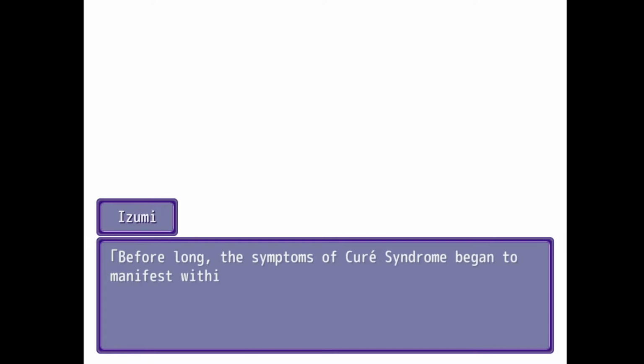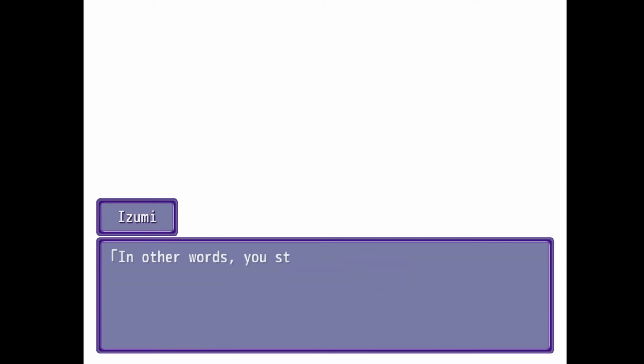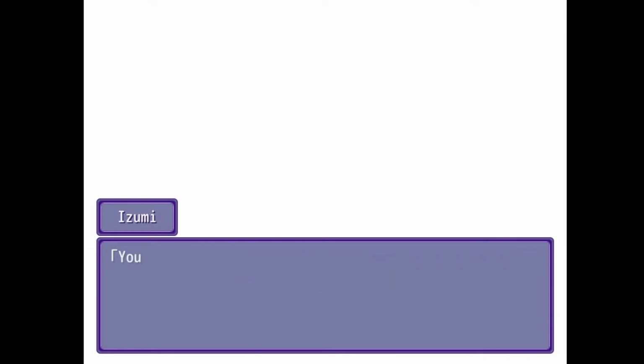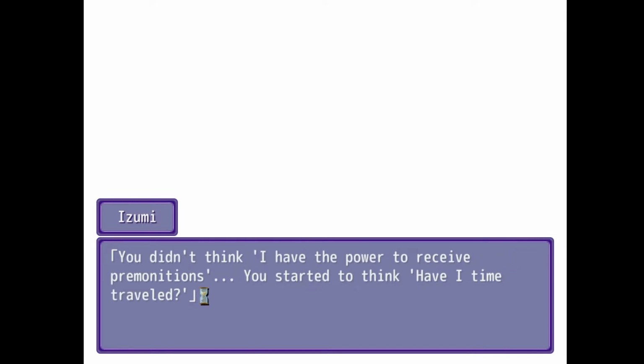Before long, the symptoms of Curie syndrome began to manifest within your consciousness. In other words, you started to embrace a certain delusion. However, the subject of your delusion was slightly different than what I had planned. You didn't think I had the power to receive premonitions. You started to think, have I time traveled?